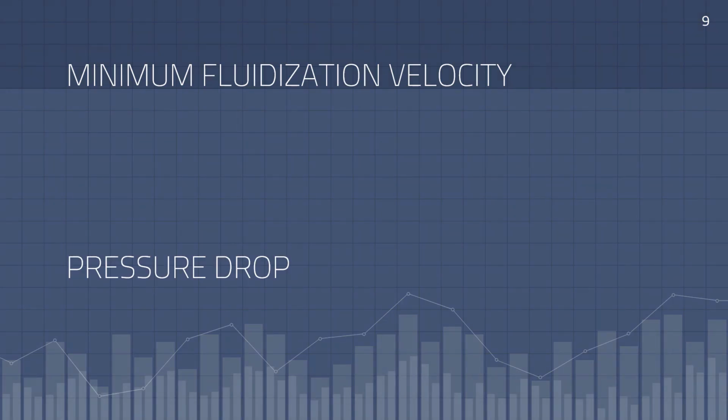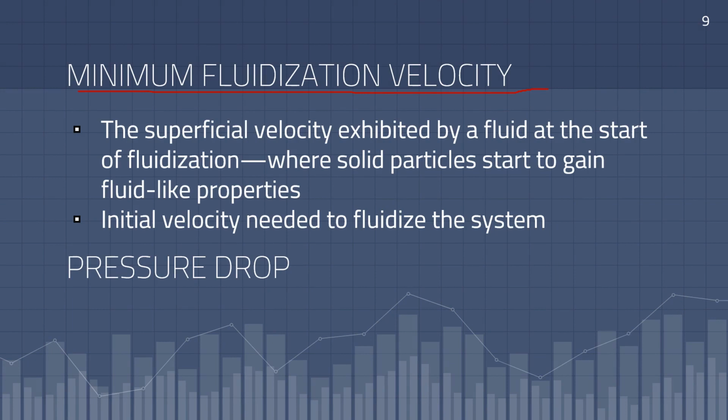To highlight some important terms from the preceding slides, the minimum fluidization velocity is the superficial velocity exhibited by a fluid at the start of the fluidization, where solid particles start to gain fluid-like properties, or it is simply the initial velocity needed to fluidize the system. It is the baseline data needed to fluidize the system. However, this data may sometimes not be accurate, hence the term baseline.